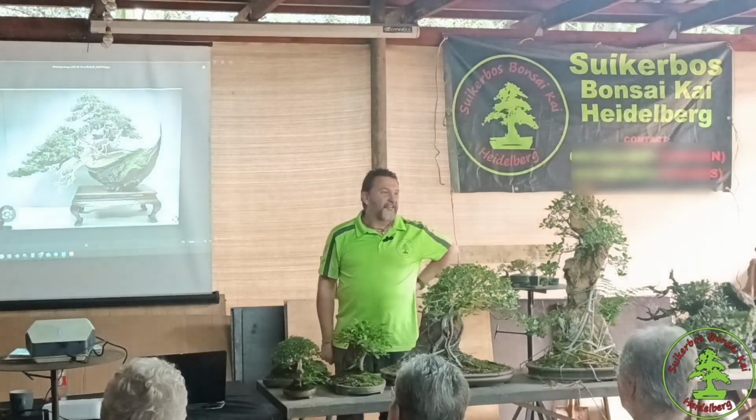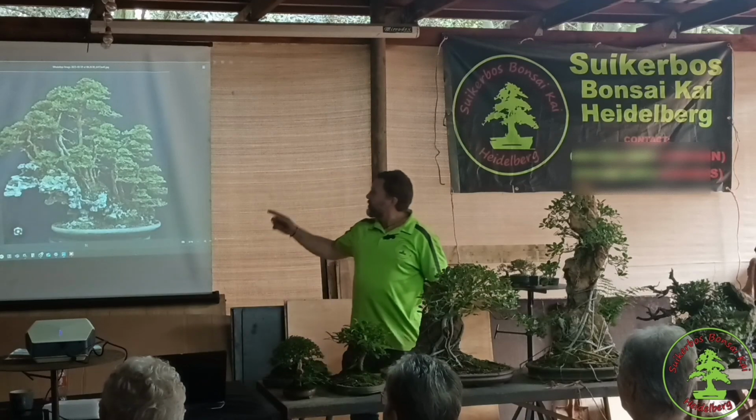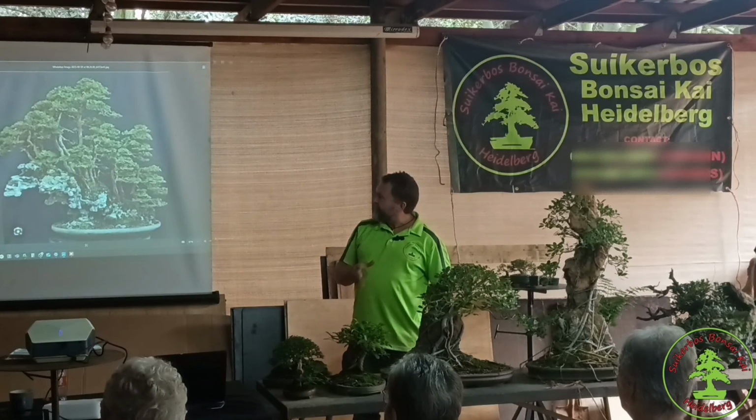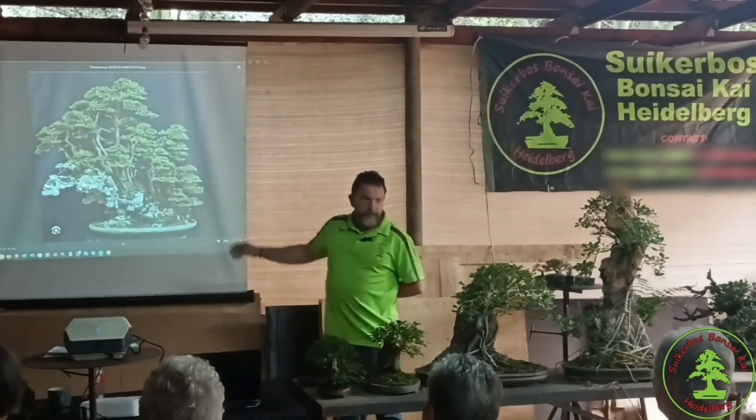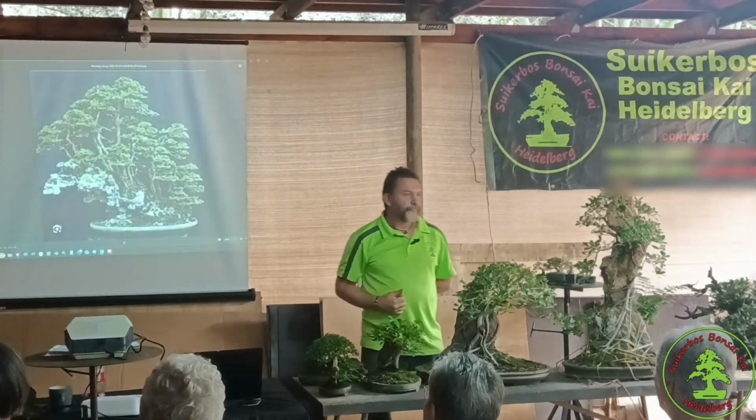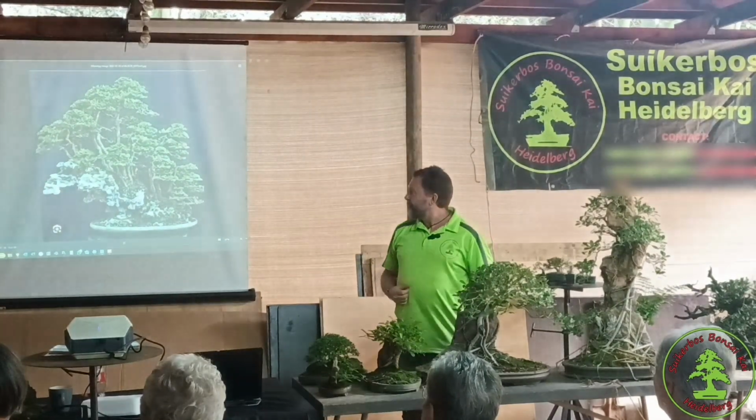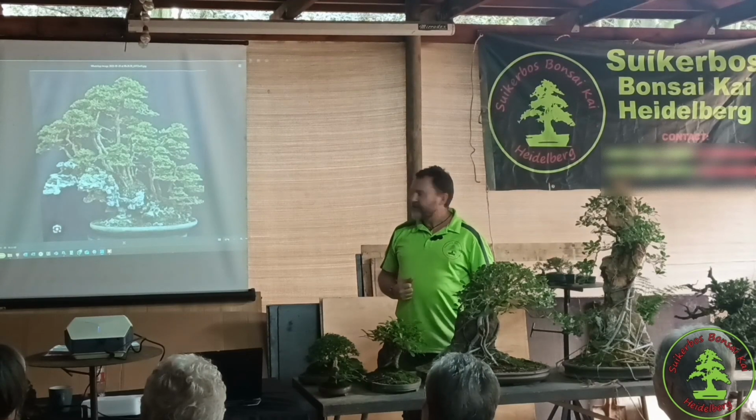Isn't that spectacular? So that's same as the previous, but a bit more natural. You've got a whole forest on one rock. But to maintain that it's going to be difficult.